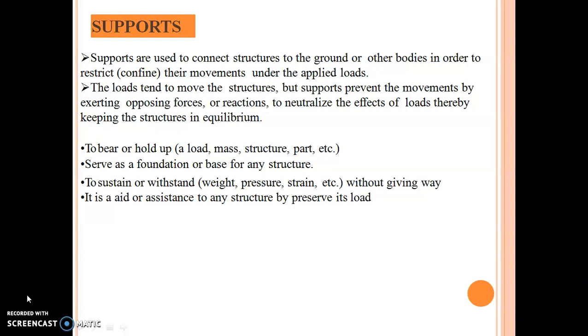The load tends to move the structure, but the support prevents the movement by exerting opposing forces or reactions to neutralize the effect of a load, thereby keeping the structure in equilibrium. Again, it is necessary to maintain the equilibrium condition, and it is achieved with the help of different types of supports restricting the motion. The main purpose of using a support is to bear or hold up different types of loads acting over the member and the mass of the member.